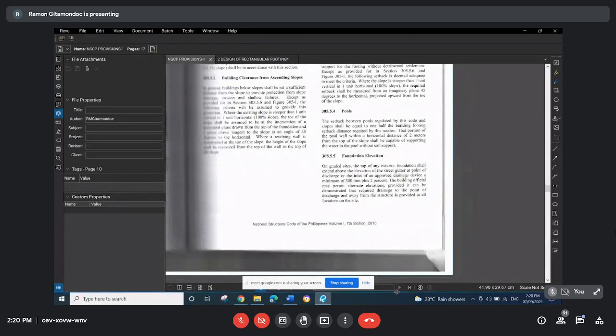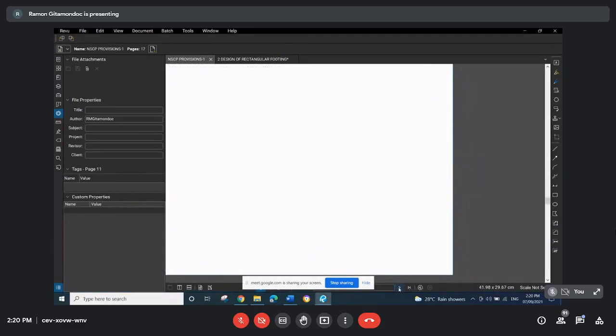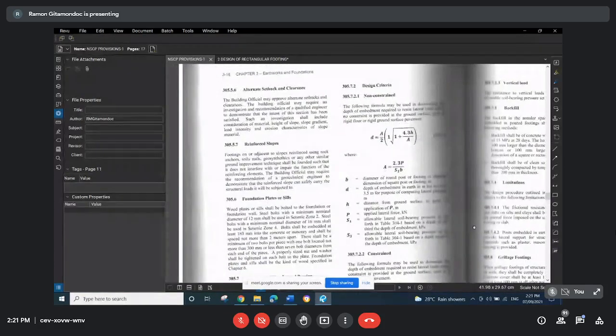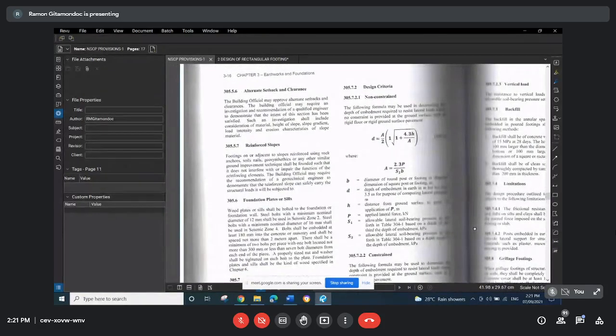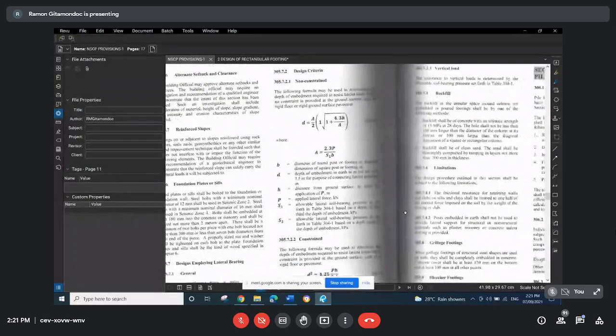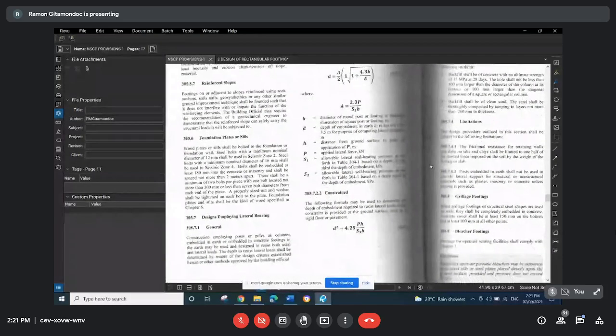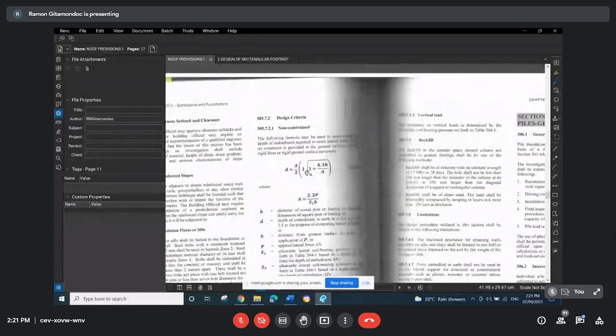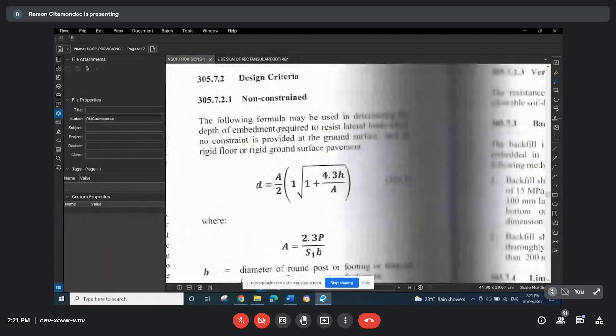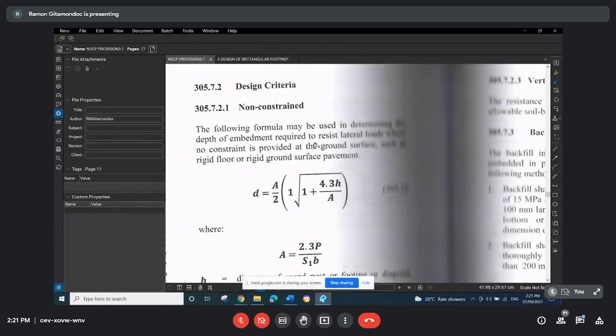Pools, then foundation elevation. So there are a lot of things to be read, no. As I said, I don't want to go into this in detail. So here, the following formula may be used in determining the depth of embedment required to resist lateral loads. For example, in a high-rise building, you have huge lateral forces developed during an earthquake, then what's the minimum depth of embedment of the foundation, no?